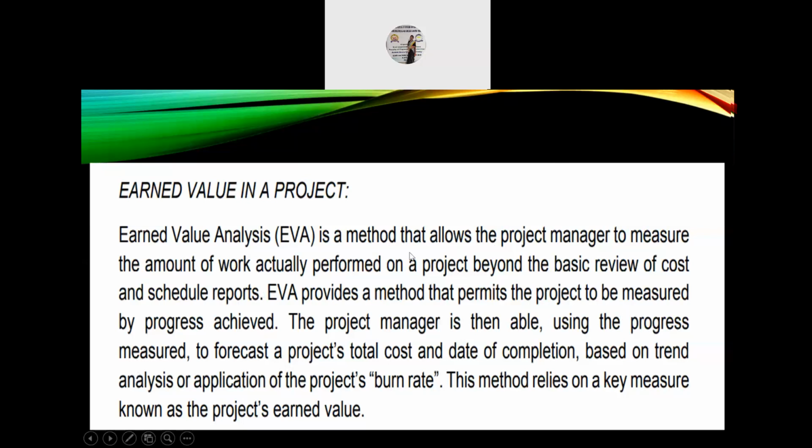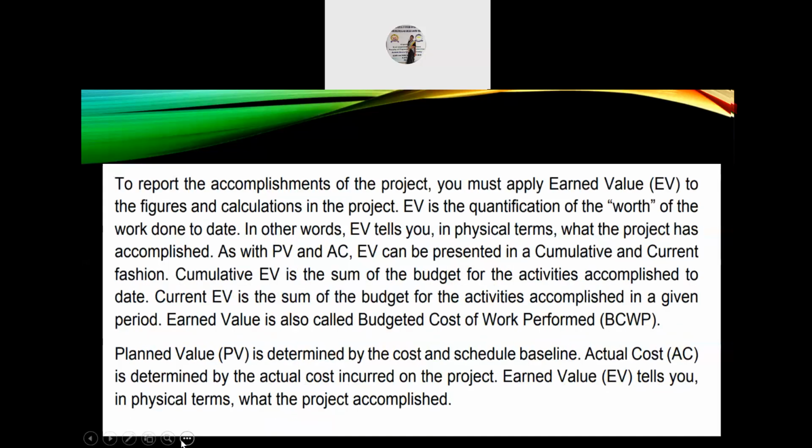EVA is a method that allows the project manager to measure the amount of work actually performed on a project beyond the basic review of cost and schedule reports. So EVA provides a method that permits the project to be measured by progress achieved. The project manager is then able to use this progress measure to forecast the project's total cost and date of completion based on trend analysis or application of the project's burn rate. This method relies on a key measure known as the project's earned value.